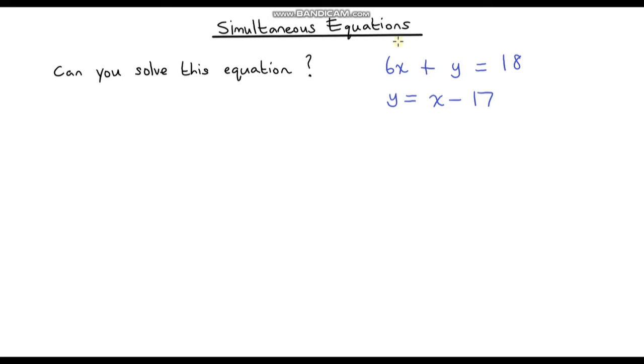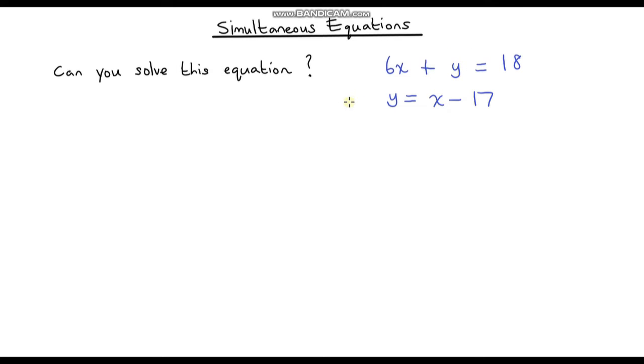Now when we're solving simultaneous equations, there are two methods that we can use. There is the elimination method and the substitution method. Now in this video I'm just going to focus on the substitution method, but I will go through the elimination method in a future video. So the reason why it's called the substitution method is because what we're going to do is we're going to substitute one equation into the other.